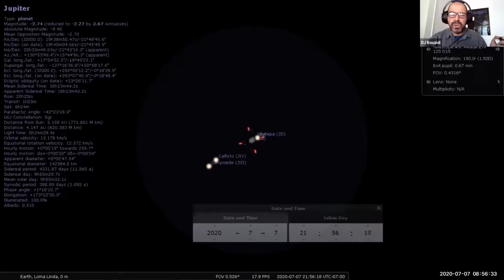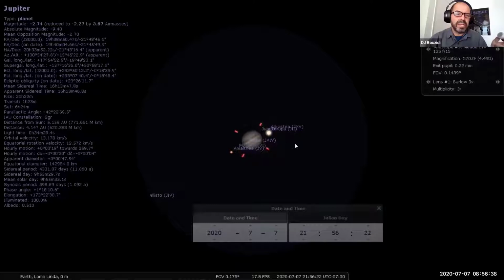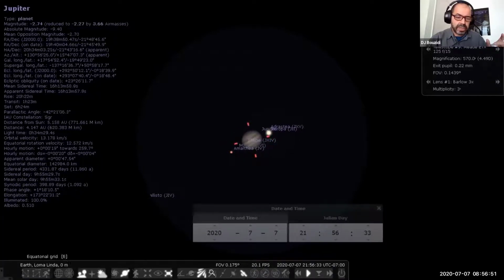Now, if I have a Barlow, look at the image here, how it's going to improve. This is far more detail with this very same telescope. Of course, you're zooming in, so you have less of the object in view. Let me remove the names here if I can.